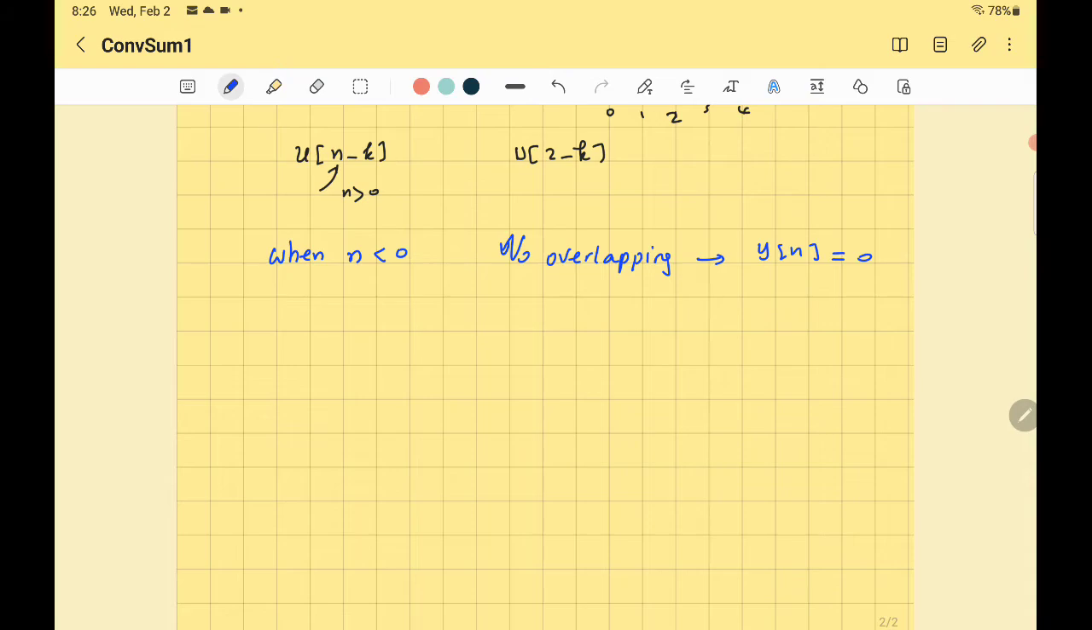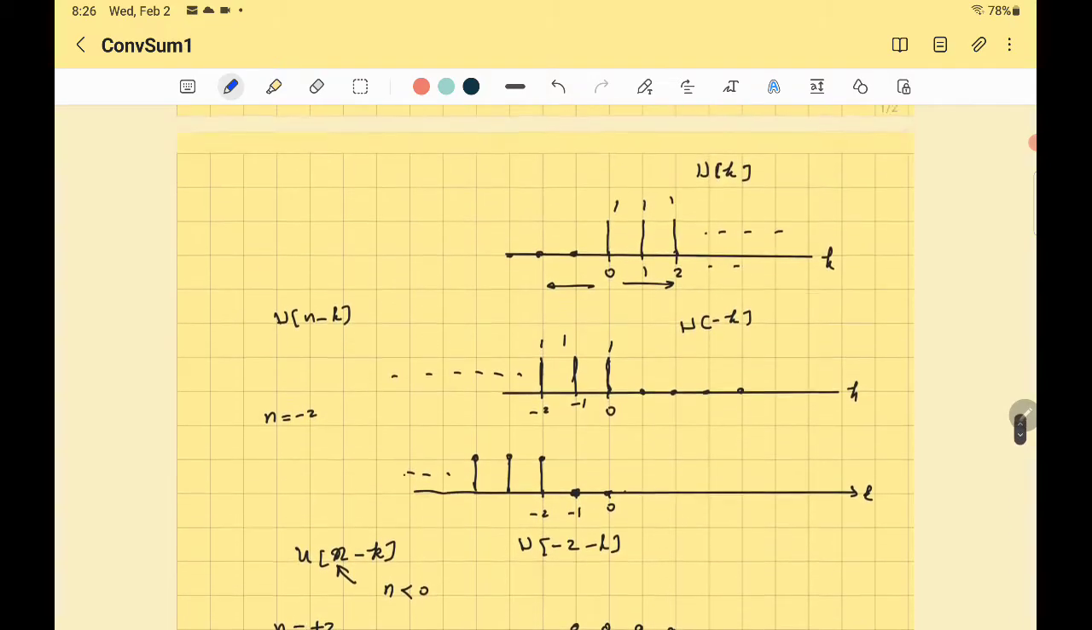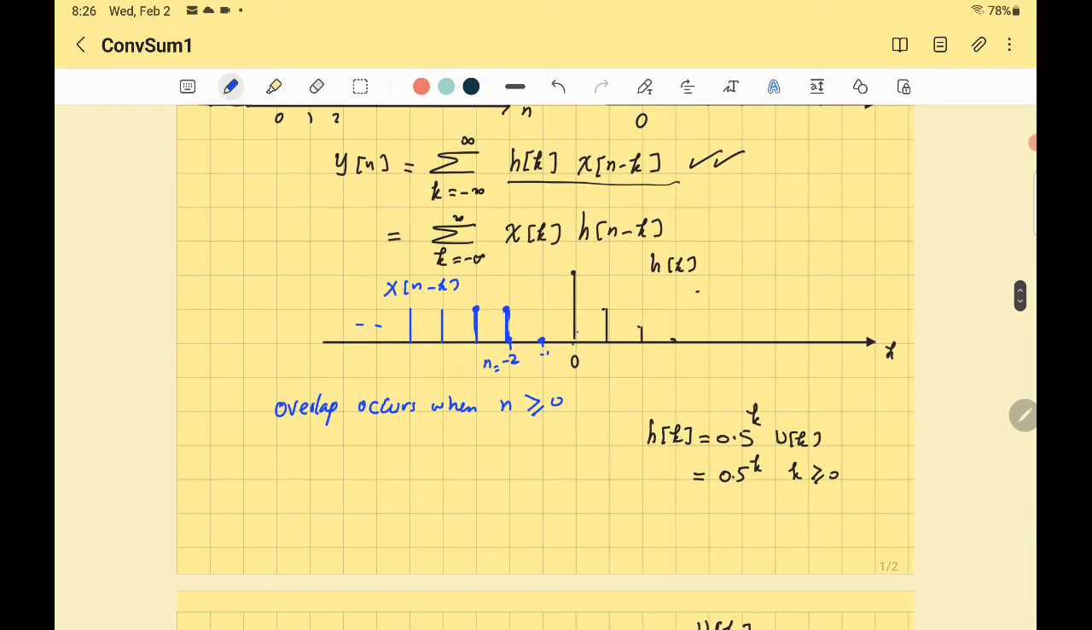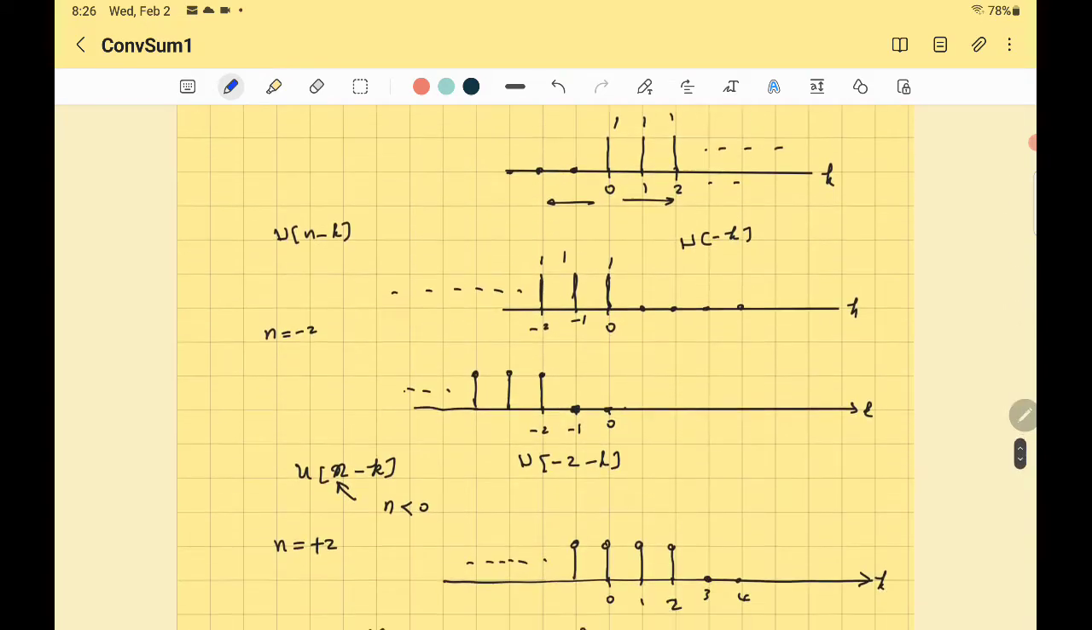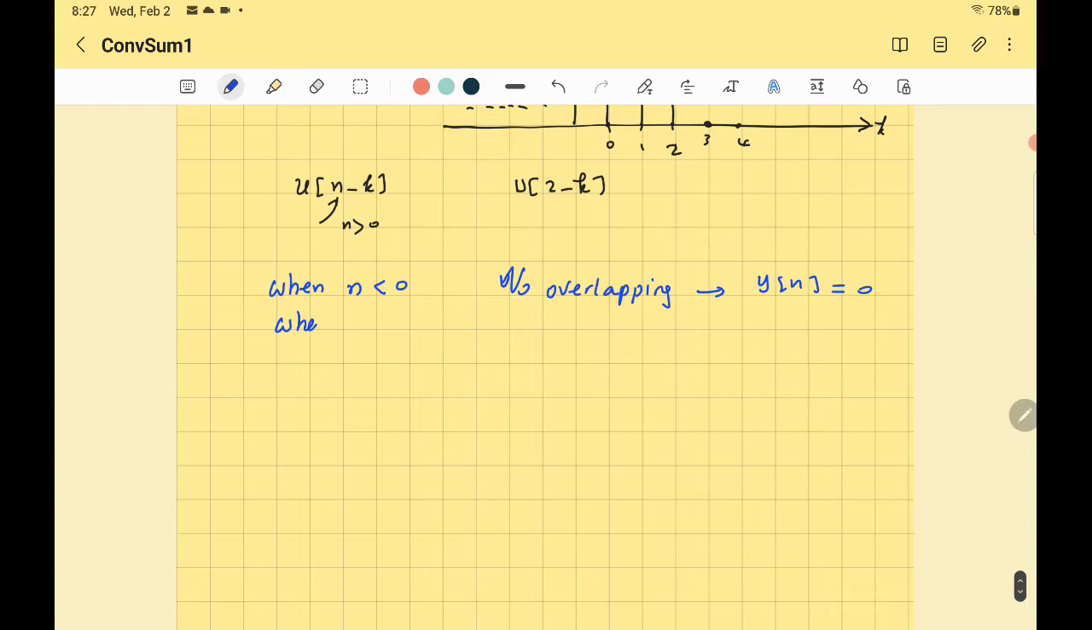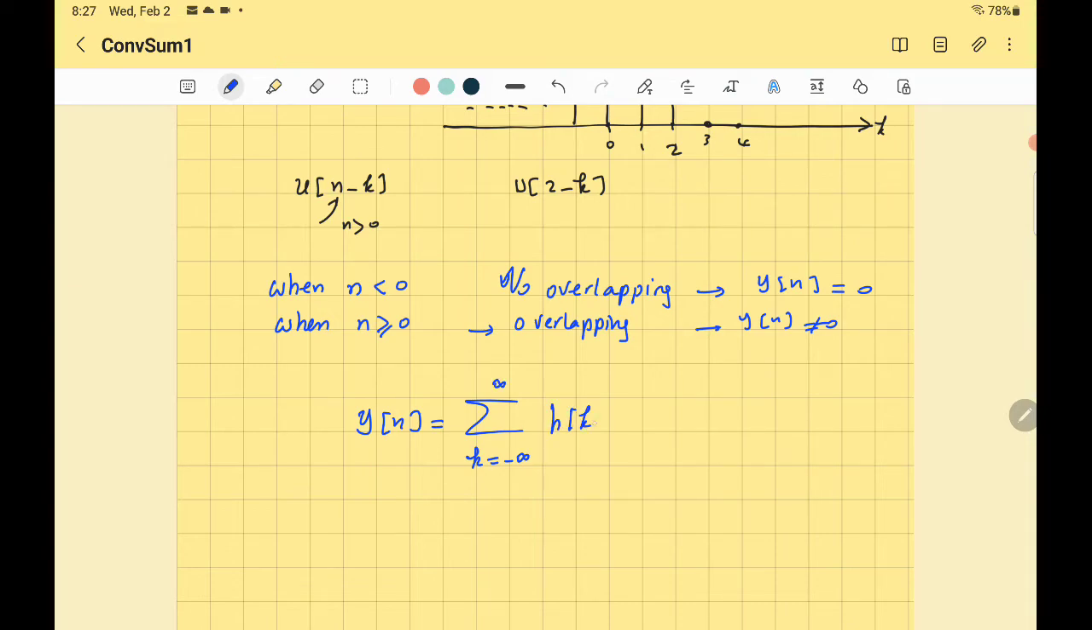Once we start to move the pulses at 0 and cross 0, we'll have overlap. Okay, so when n is greater than or equal to 0, we'll have overlap. And in this case, y[n] is not equal to 0, it will have value. Great. So when you do the sum, y[n], let me write it back, the sum over k from negative infinity to infinity of h[k] x[n-k].